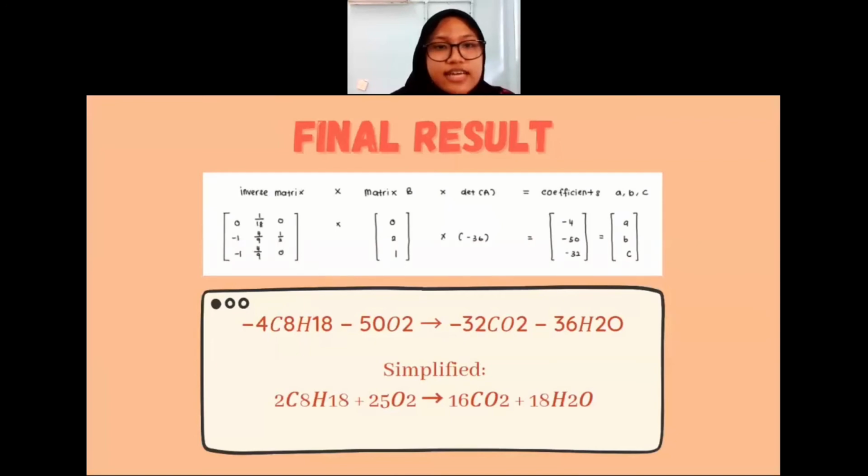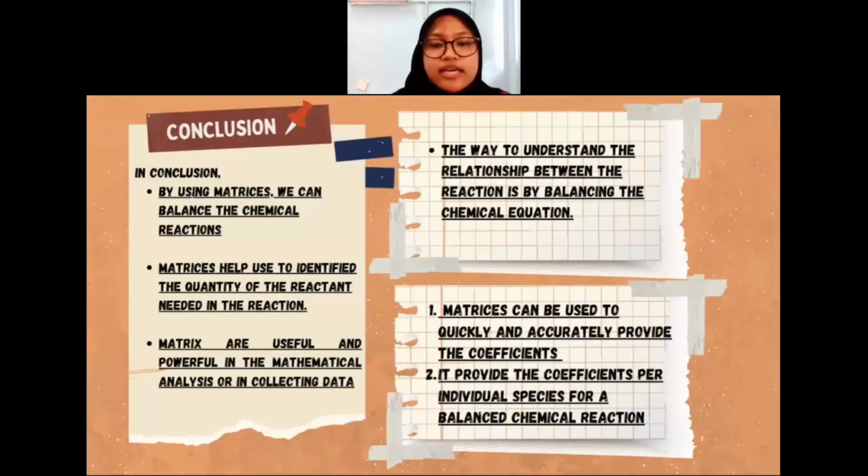As I said just now, to find the coefficients, we have to multiply the inverse matrix times matrix B times determinant A. So we can get the coefficients as shown in the slide. So we get negative 36 for C8H18, minus 50 O2, producing negative 32 CO2, minus 36 H2O. We can simplify the equation into 2 C8H18 plus 25 O2 producing 16 CO2 plus 18 H2O.